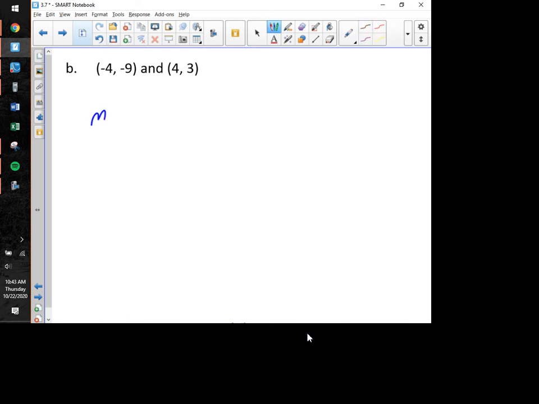Again, the more we write the formula, you guys, the faster we're going to have it memorized. Slope is y sub 2 minus y sub 1 over x sub 2 minus x sub 1. So here we go. Slope is y sub 2, everybody. Our second y coordinate is this number right here, which is 3. And then minus y sub 1, the first y coordinate, which is right here.